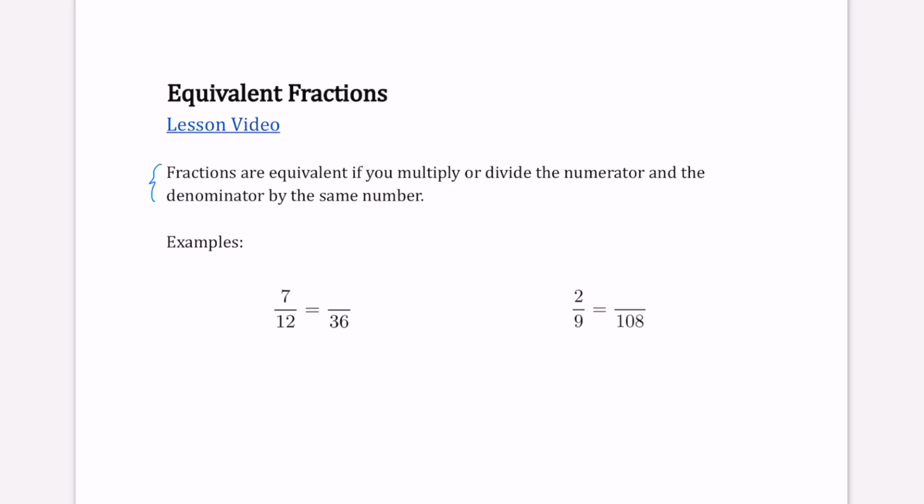Fractions. So I think we should know what that is. A fraction, for example, 1/2 would be a fraction. They are equivalent. Equivalent is another way of saying that they would be equal.